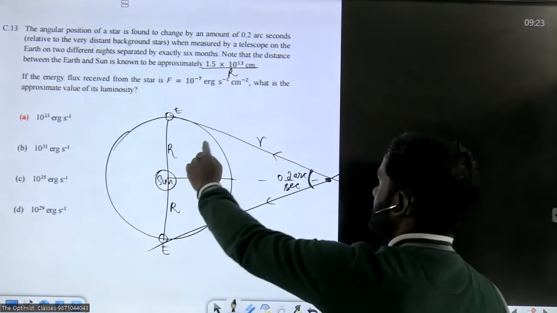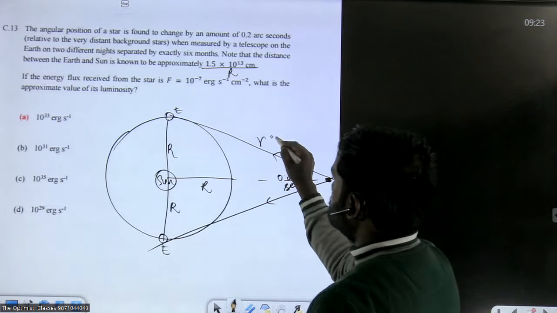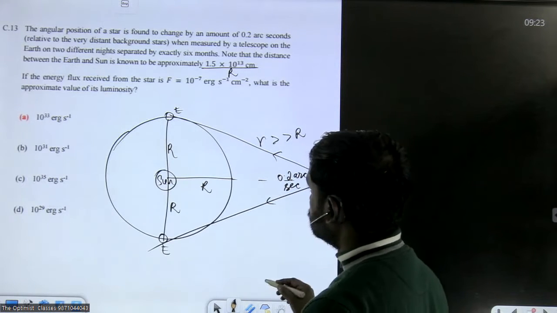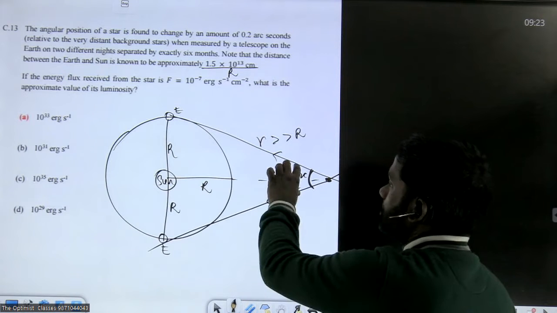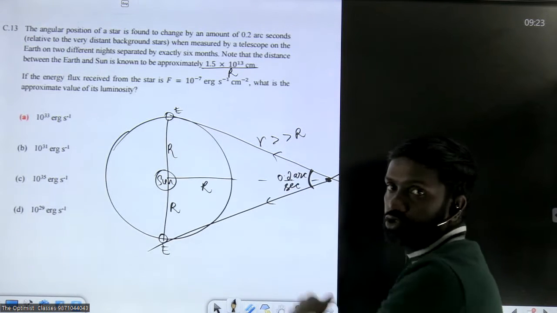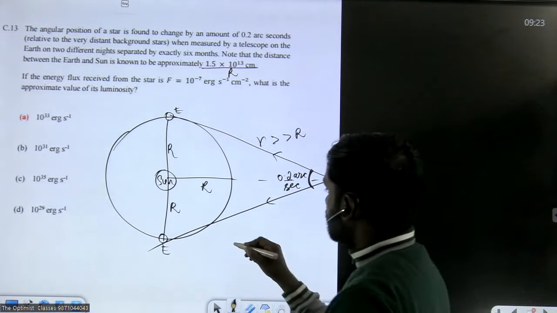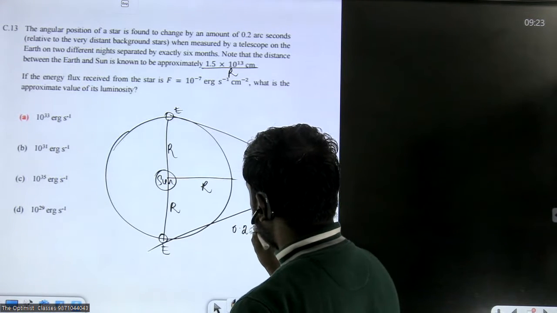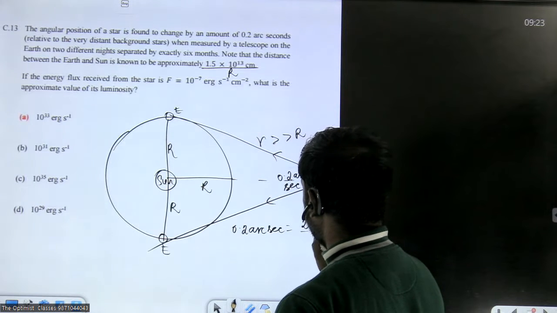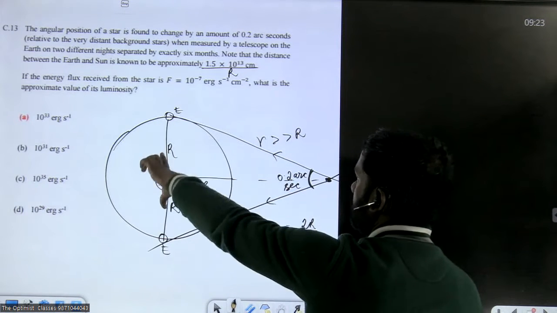So since this distance is very large, this r is much greater than capital R, we are assuming. Because this angle is small, obviously this distance has to be very large. So we can write this angle 0.2 arc second is equal to 2r divided by capital R, a small r. This is just like arc upon radius.